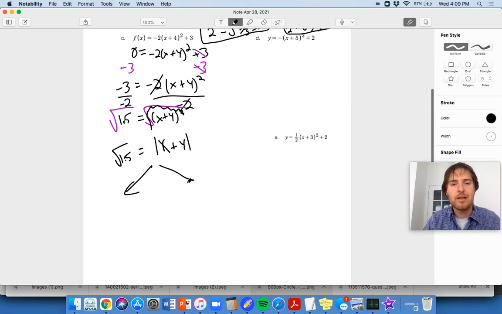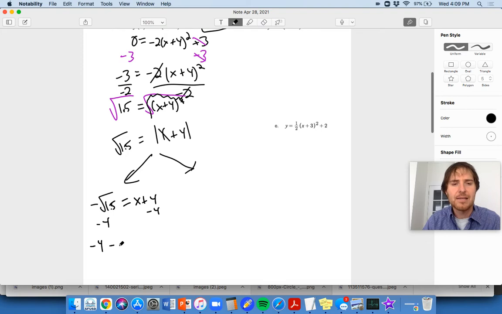I'm going to break it apart, and I'm going to do, well, let's do the negative version first. Negative square root of 1.5 equals x plus 4. I'm going to subtract 4 from both sides, and I got negative 4 minus root 1.5. And the other one, I actually can figure out without even showing the work like this. Because once I have this here, what's going to be the one thing that's going to change? That's just going to be a positive here.